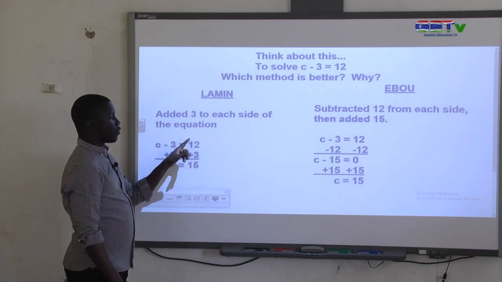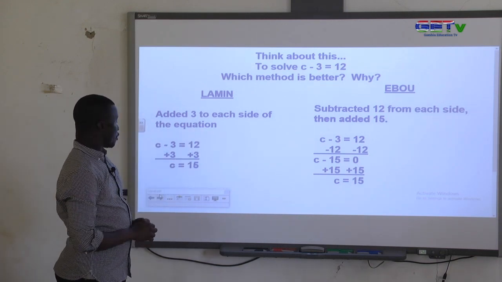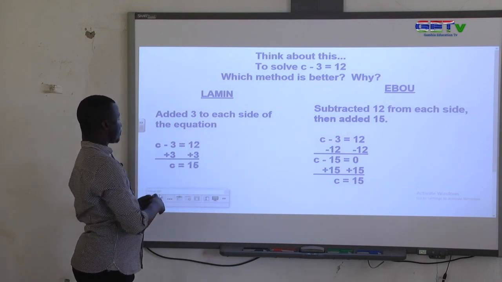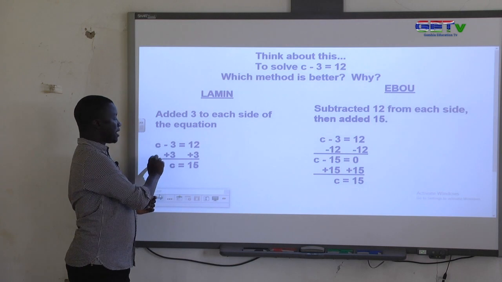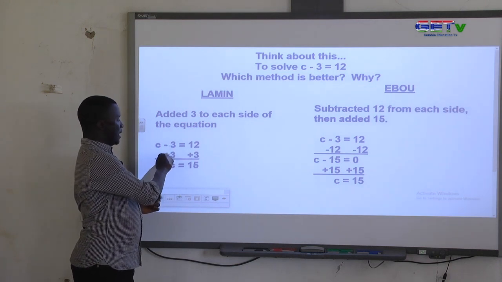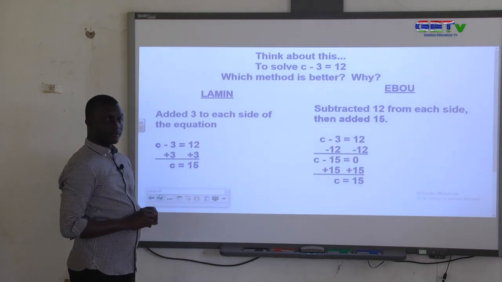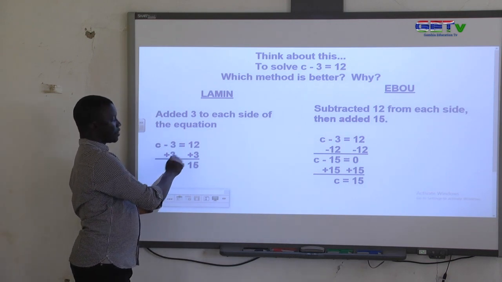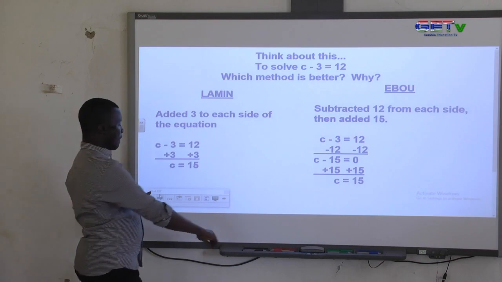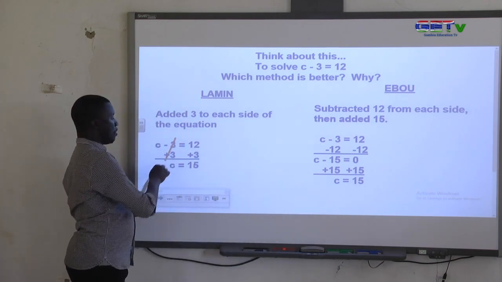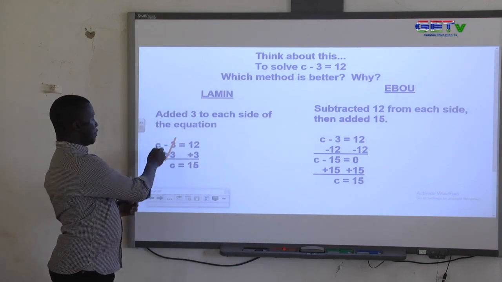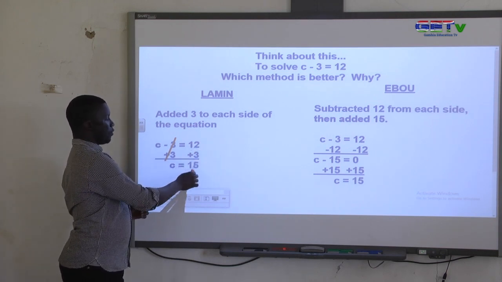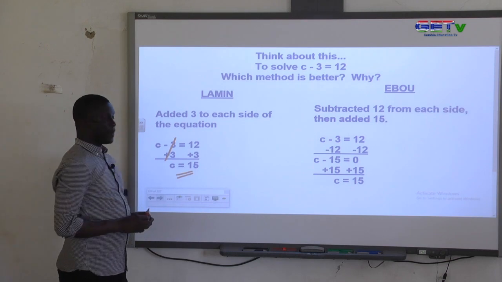c - 3 = 12 as an equation. What Lamin did was to isolate the c, he undid the 3, like add 3 to minus 3. This definitely undoes the 3, and then we have c = 12 + 3, which is 15. This is what Lamin did.